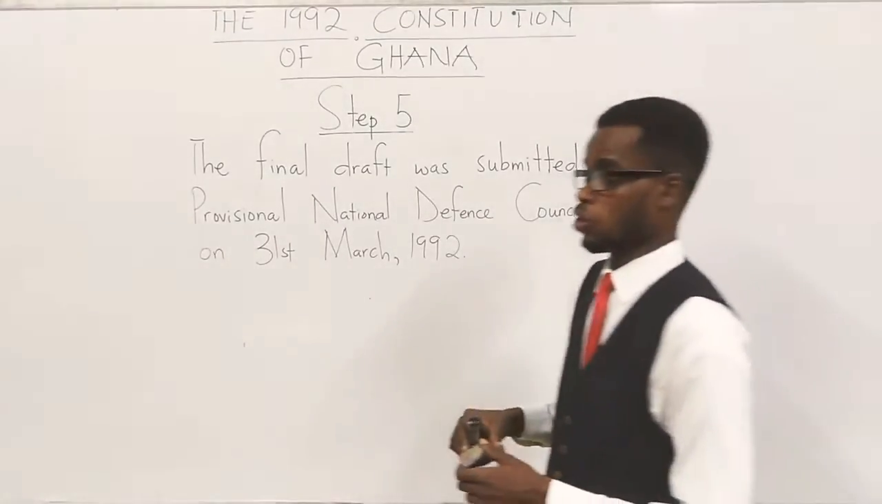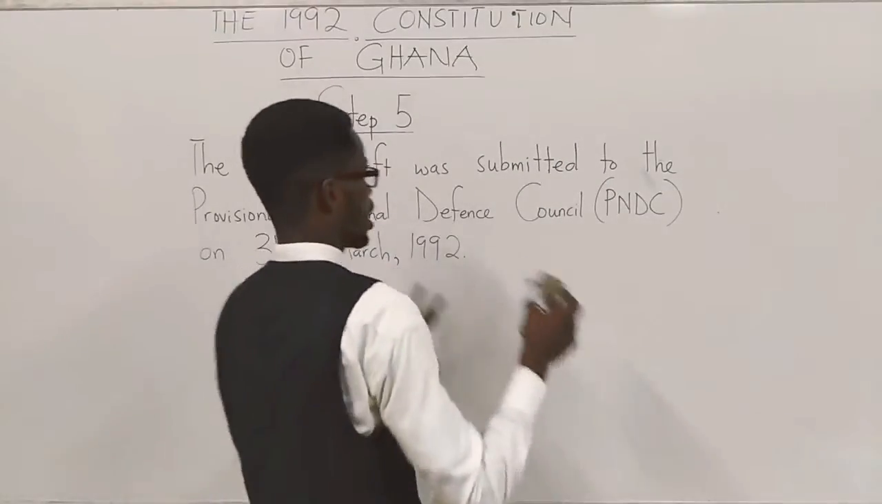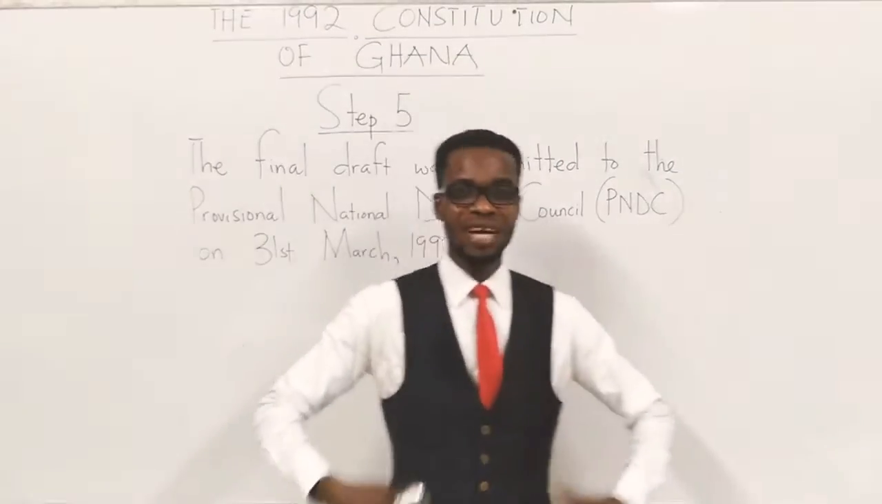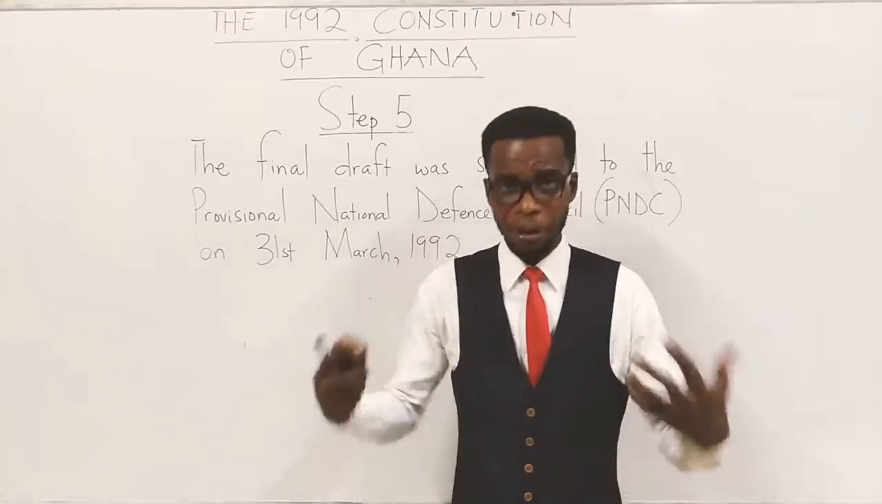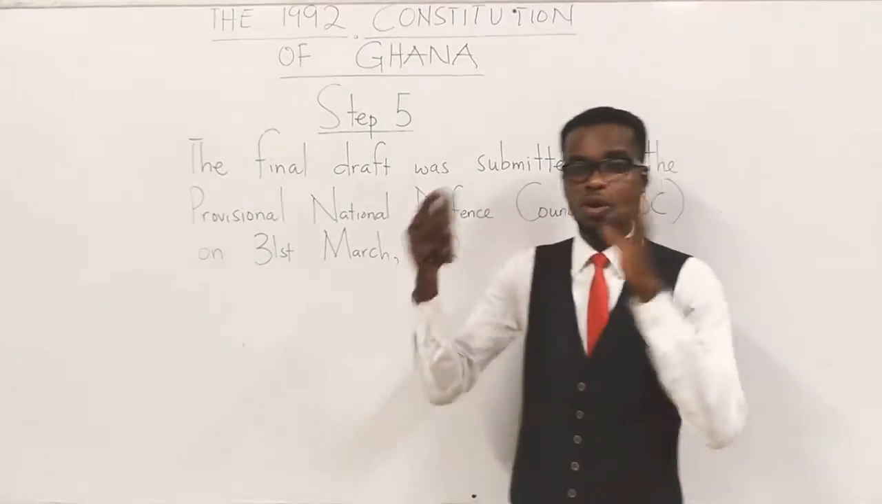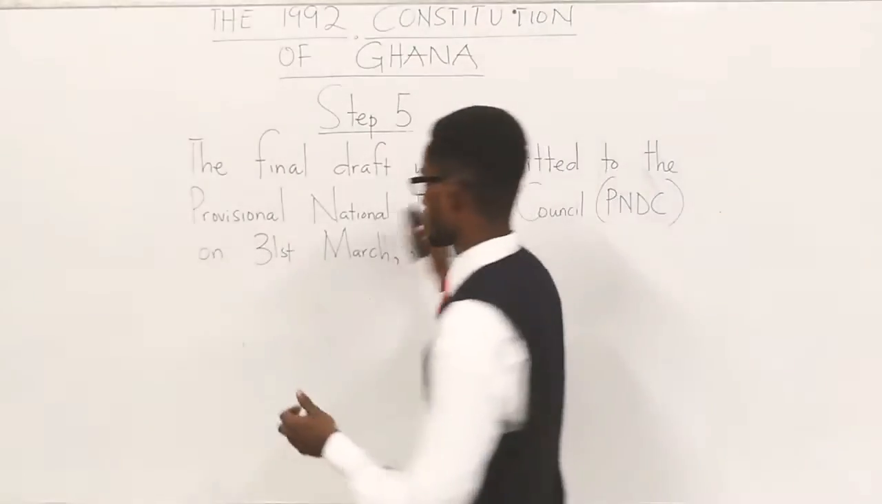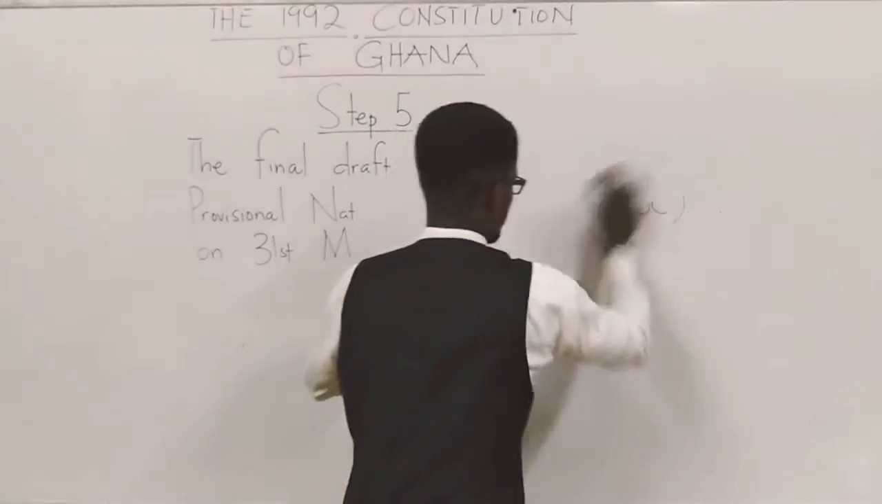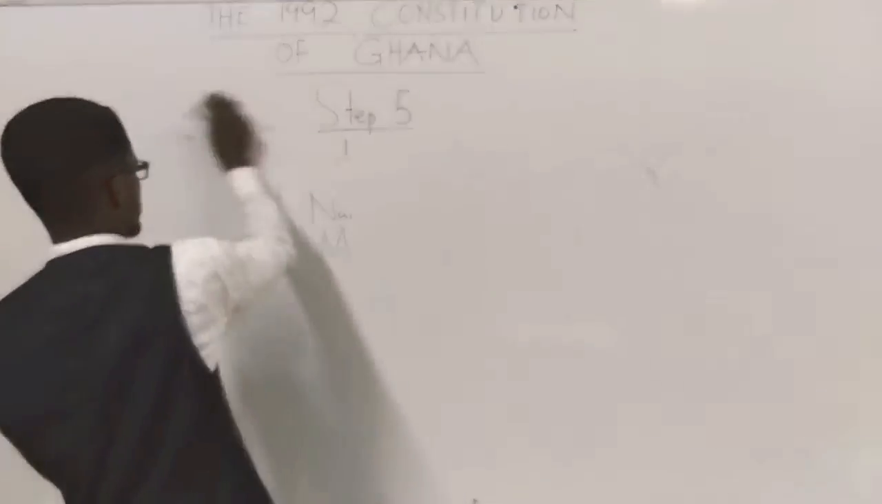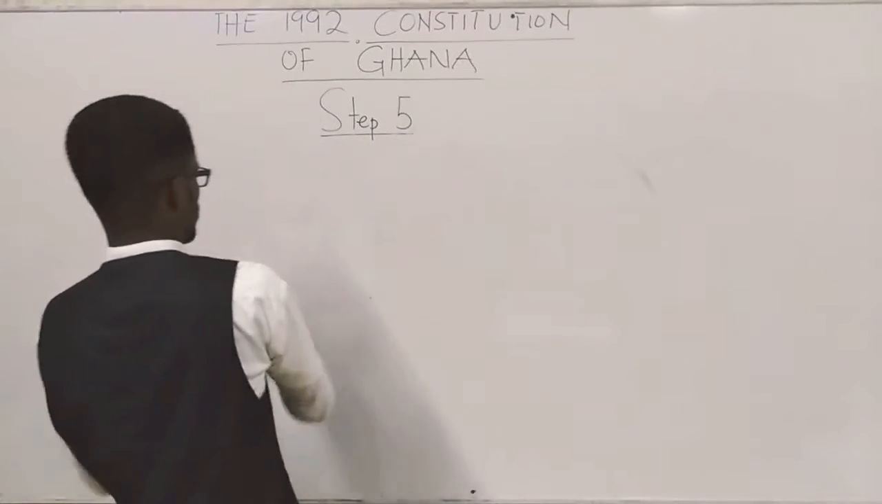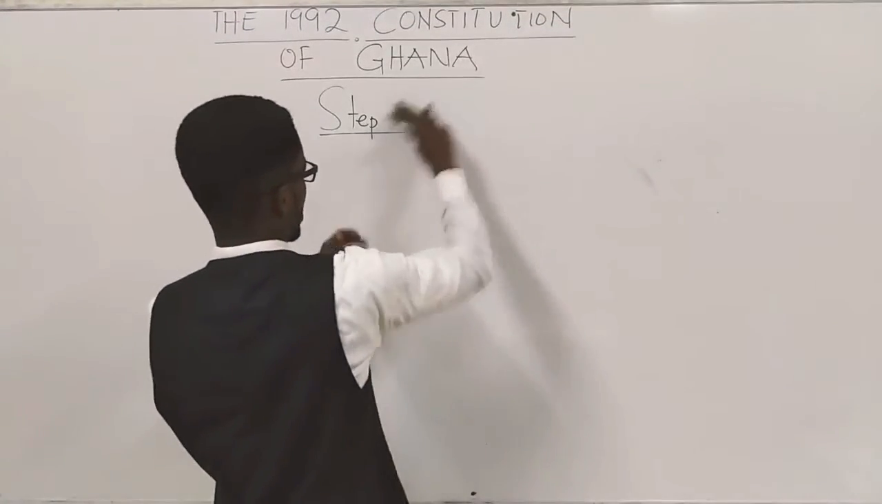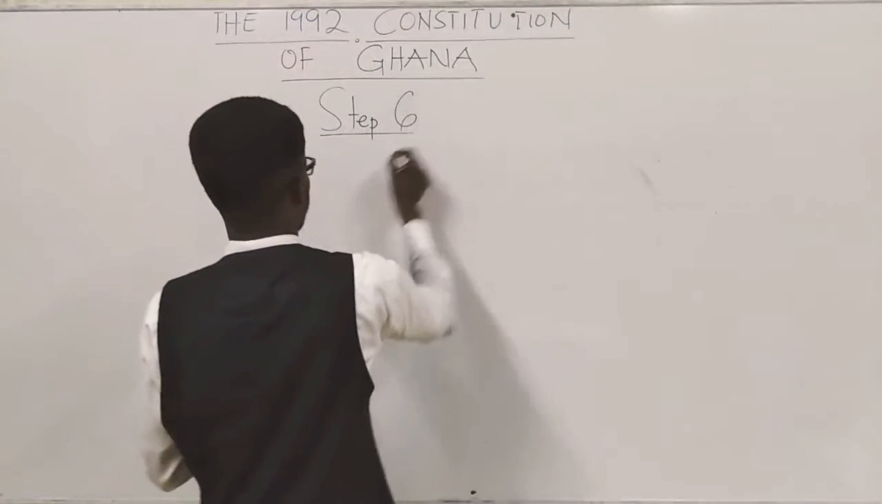After it had been submitted to him, step 6, what happened? A referendum was organized. A referendum had to be organized. A final decision had to be taken by the public to vote yes or no on whether they accept the constitution or not. So that will quickly take us to the last two steps.